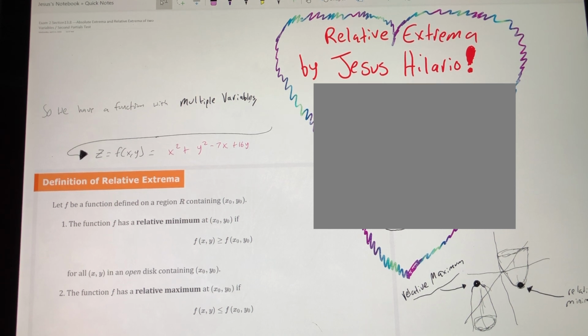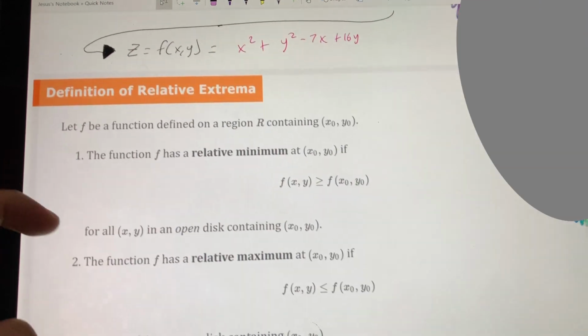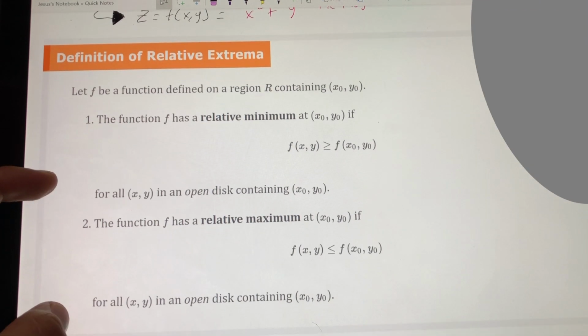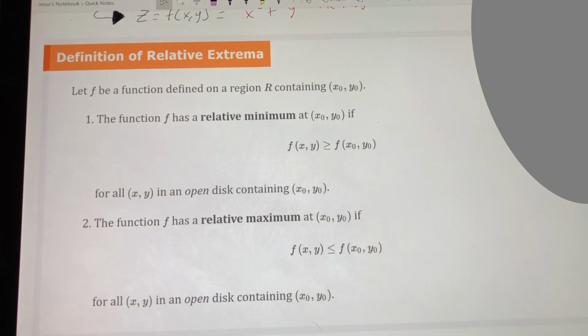Hello guys, welcome to my lesson on relative extrema in multivariable calculus. We'll start off with the definition of relative extrema given by the textbook.